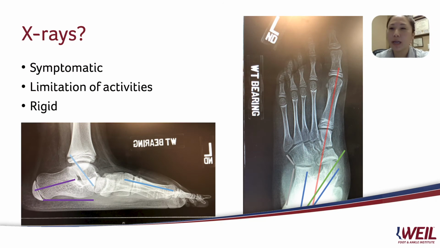We will most likely have to get X-rays if you are having a symptomatic flat foot. For children less than 6 years old without any symptoms, I usually don't get X-rays. But if you are symptomatic and you are having limitation in your activities, and you're not playing sports normally or going out for walks with your family as usual, and also if you have a rigid deformity, then we will definitely get X-rays. And these are some of the angles that I look for and evaluate in terms of how deformed, or how flexible or rigid, your flat foot is.